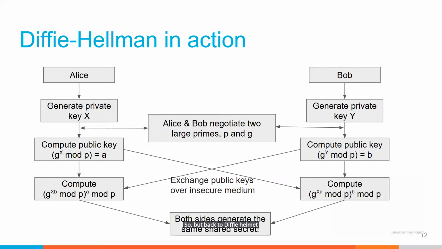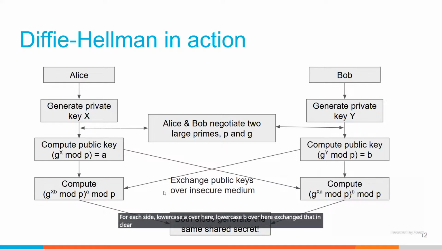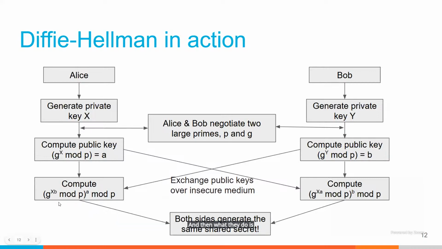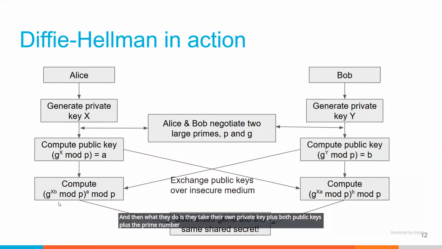So each side has generated a private key. They've negotiated P and G between them. Anybody could see that in the clear. They then used P and G plus their own private key to generate a public key for each side, lowercase a over here, lowercase b over here, exchanged that in clear text over the internet so anybody could potentially see that. And then what they do is they take their own private key plus both public keys plus the prime number plus the generator number, blend it for 2 minutes, cook it at 350 for an hour, and what comes out the other side is a secret key value.